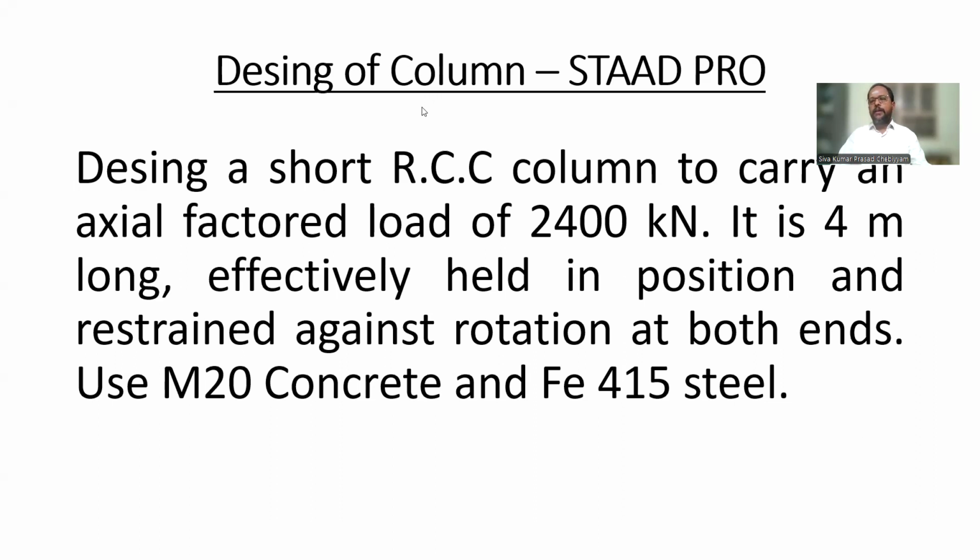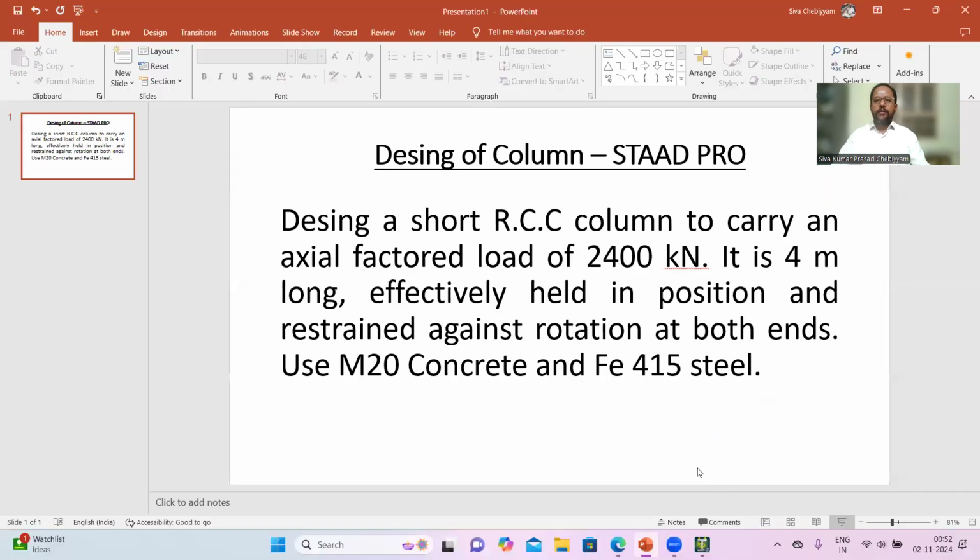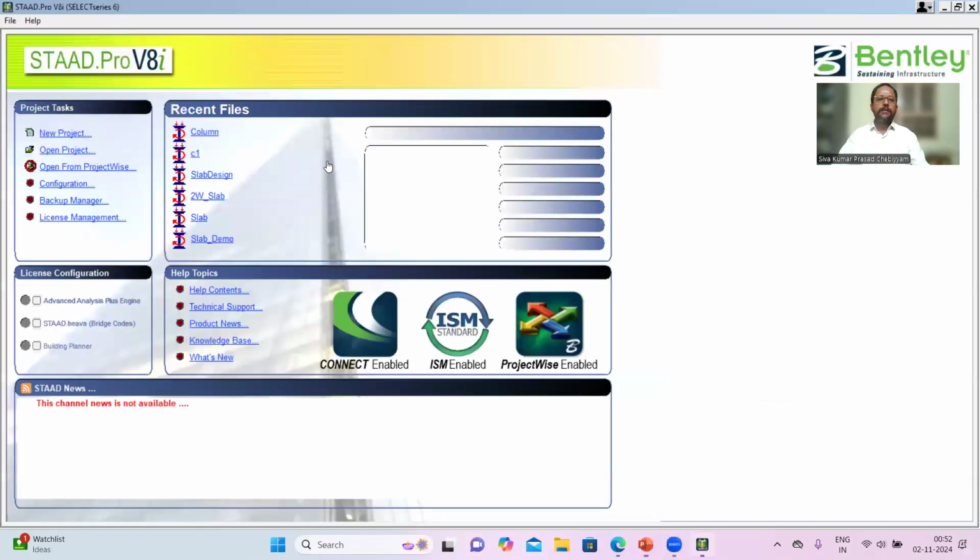The length of the column is 4 meter long, and both the ends are restrained, and we can use M20 grade concrete and Fe415 steel. And one more thing is we are going to assume the dimensions of the column as 500 mm by 500 mm. So let's go back to the STAAD.